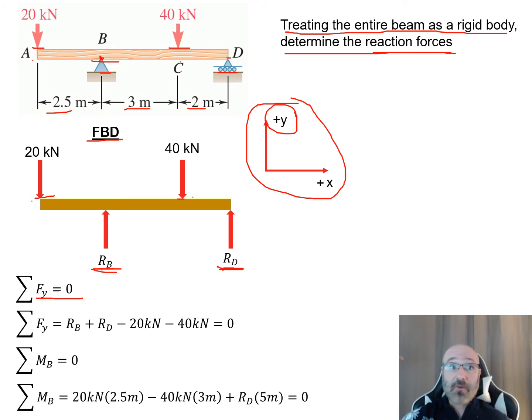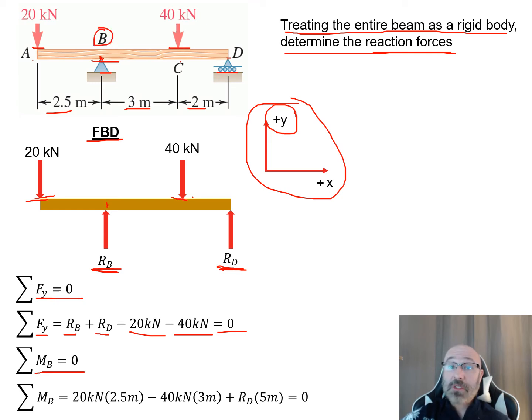Well, now we're back to forces. So what are my forces? I go back to the free body diagram. Well, I have a positive R sub B and a positive R sub D. So I say RB plus RD for the summation of my forces minus 20 kilonewtons minus 40 kilonewtons is all equal to 0 there. Now I can sum my moments about B right here. So summation of moments about B right here, there's my point B right there, is equal to 0.